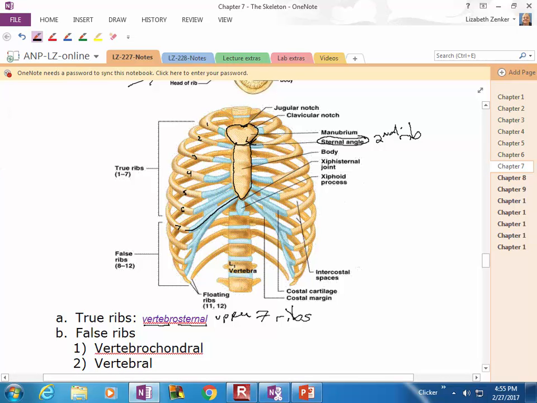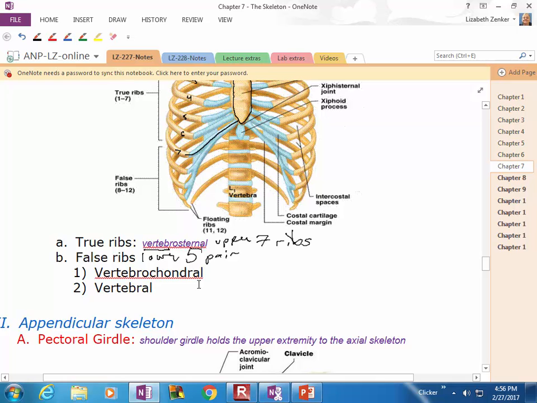Then we have what we call the false ribs, which are the lower 5 pair. Make sure that looks like a 5. I still keep trying to make it look like a 6, not on purpose. There we go. 5, okay. And so we have vertebrochondral, which means it's going from the vertebra in the back to chondral, which means the cartilage to the rib above it. So that's 8, 9, and 10.